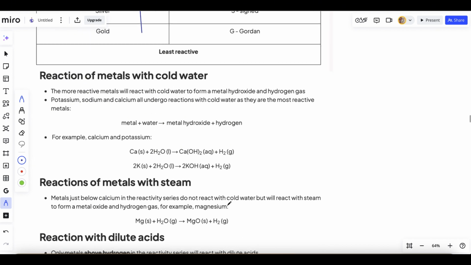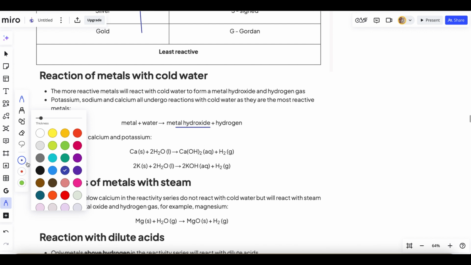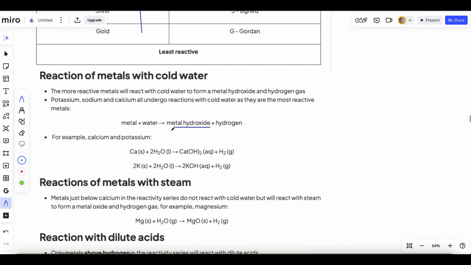Now we'll go to reactions of metals with cold water. I think we've done this one in part 1, so we will just go through the equation together. When metals react with cold water, they form metal hydroxide and hydrogen gas, right? Now let's see some examples. Calcium is a solid, it reacts with cold water, and we form calcium hydroxide.